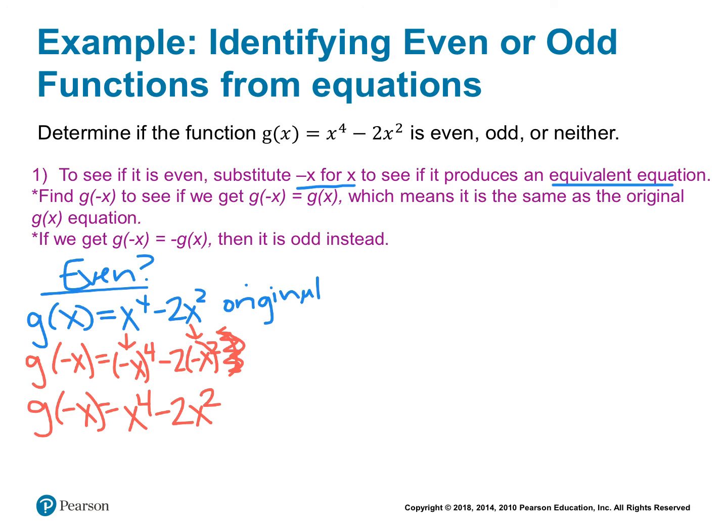Okay, so let's see, do these match? This does match this, so it is even. So that means it's going to be symmetrical to the y-axis. So that one's kind of nice because we got that it was even, so we don't even need to try if it's odd because it's not going to be both on this one, because it did not end up changing the other function.